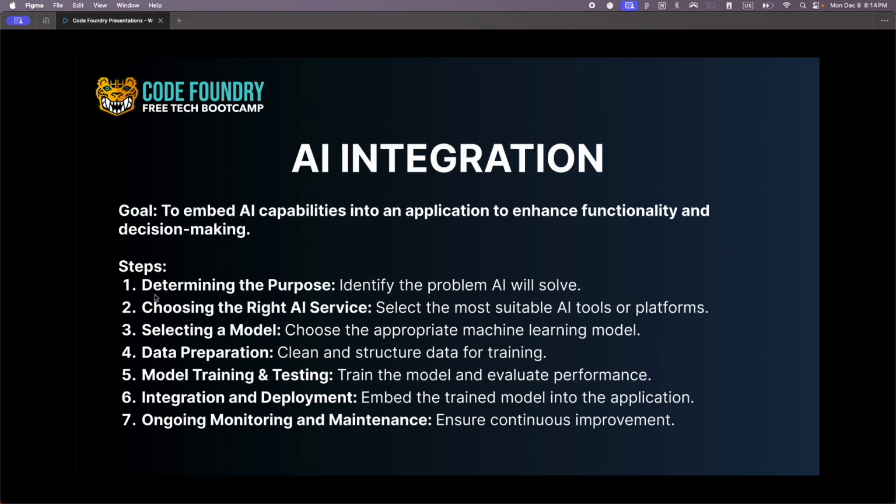We start by determining the purpose of our AI. We will want to choose the right AI service. We'll then want to select the right model. We'll want to prepare our data, which means cleaning and structuring our data for training. We're going to want to train and test, and then we're going to want to integrate and deploy our model with our application. And then finally, we're going to want to have logs to be able to monitor and maintain our application's AI system.